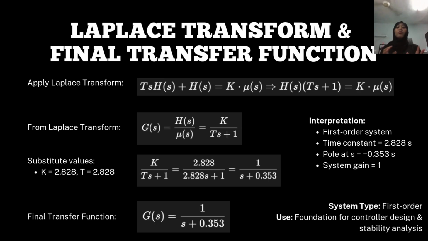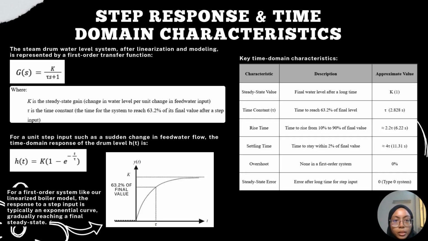To make this model easier to work with, especially for controller design, we convert the time domain equation into the Laplace domain. After applying the Laplace transform, we arrive at the standard transfer function form as shown in the slide. By substituting the calculated value of the time constant and gain, the transfer function simplifies into a clean expression that represents the dynamic behavior of the steam drum level system. This first-order transfer function will now be used for system analysis.